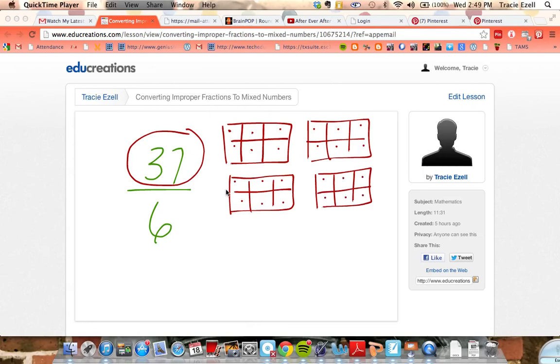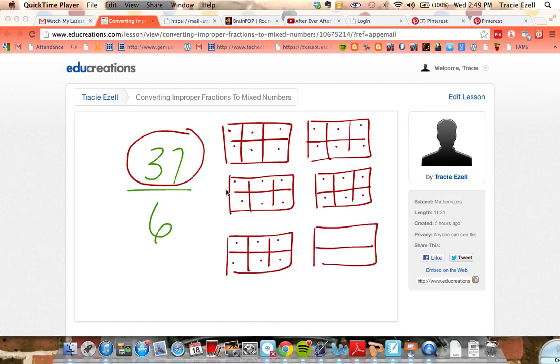The bottom number tells you how many pieces to cut it in, and the top number tells you how many pieces you've used. So let's see what this looks like. Are you keeping up with how many I've used? I cut each whole into 6 pieces. That's what I did here, right? Okay, with the red boxes. And then I need to use 37 of those pieces. So let's count.